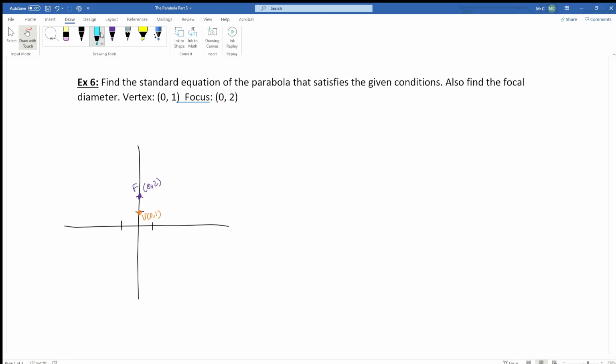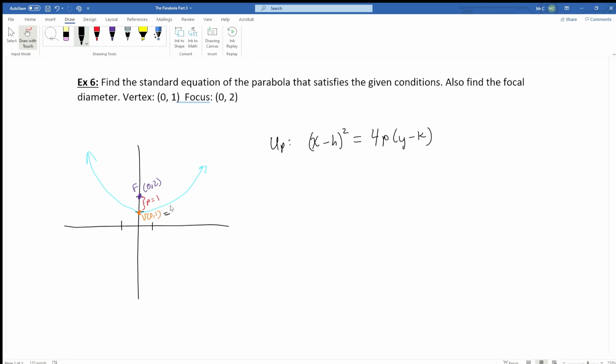That tells us our graph is pointing up towards the focus from the vertex. And it also tells us that our distance between the vertex and the focus, which is p, is equal to 1. Now, since this is a graph facing up, we're going to get an x squared equation, so that's (x minus h) squared, and it's up, so it's positive, 4p times (y minus k).